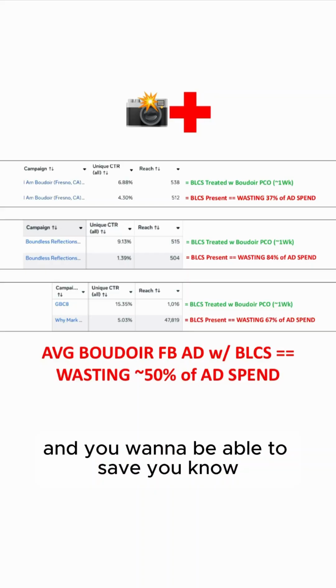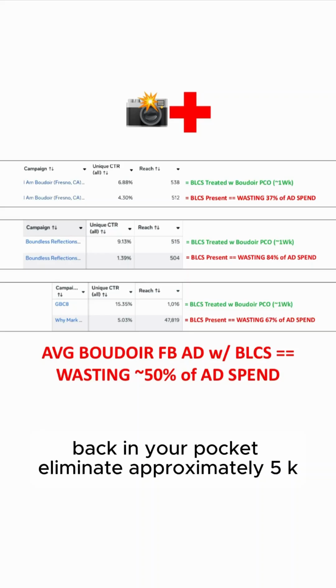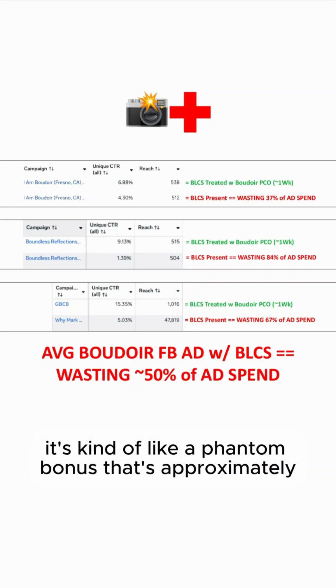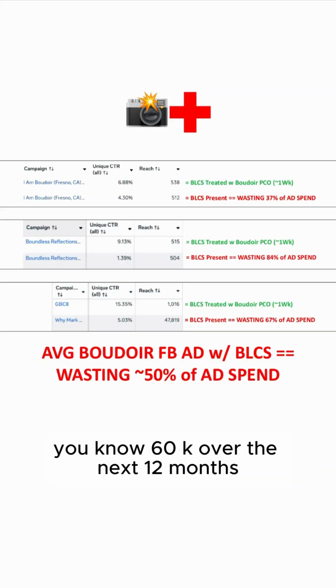And you want to save, back in your pocket, eliminate approximately 5K of ad spend every single month, literally back in your pocket. It's kind of like a phantom bonus. And that's approximately 60K over the next 12 months.